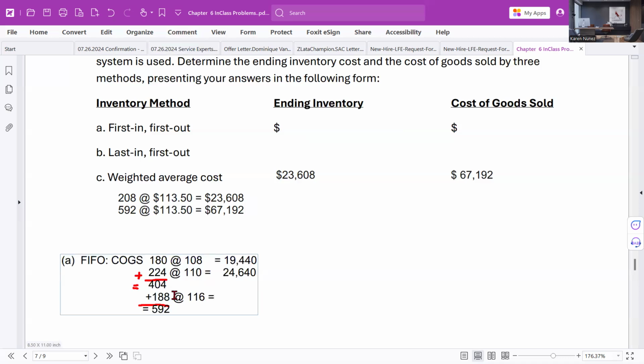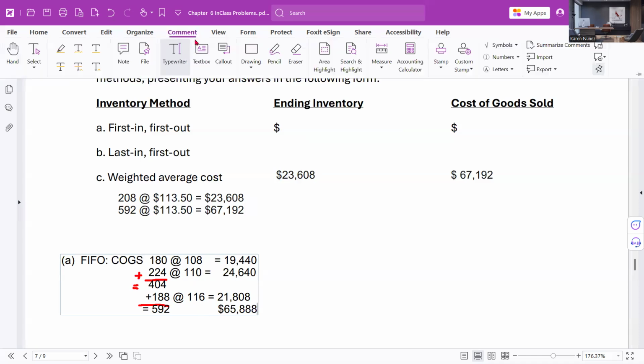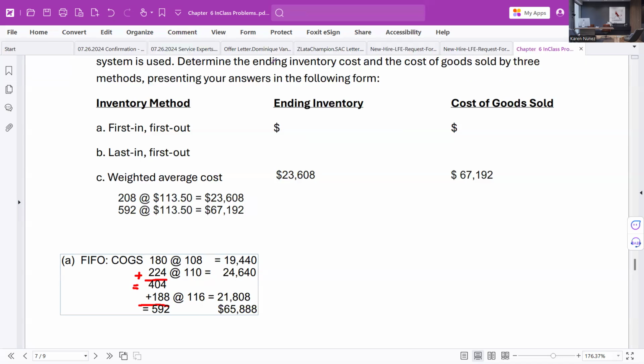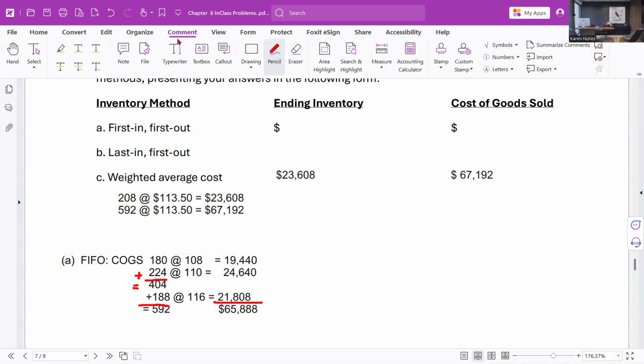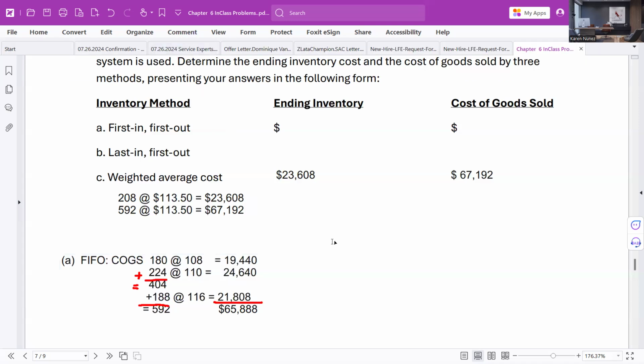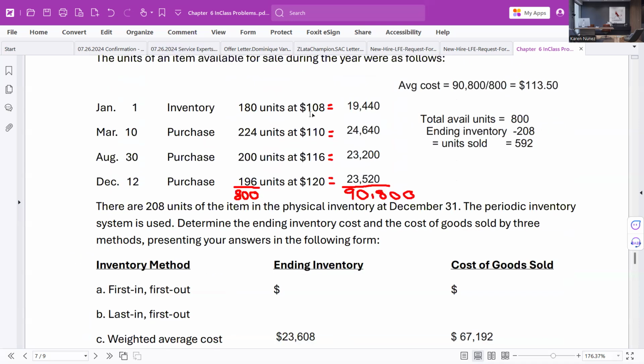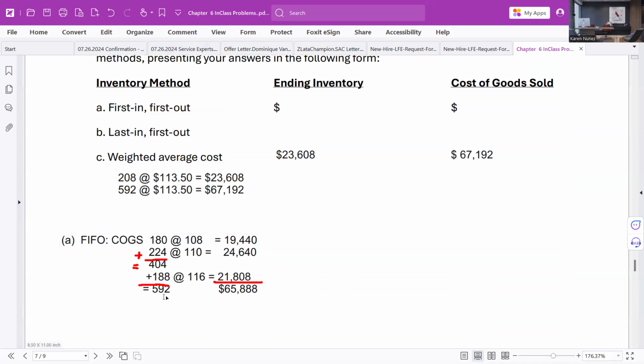Which equals 21,808. So the total, put it all together, is 65,888. That's the total cost of all those layers. That's FIFO, first in, first out, cost of goods sold. First this layer, then some of this layer, first in, first out, till we get to 592 units.